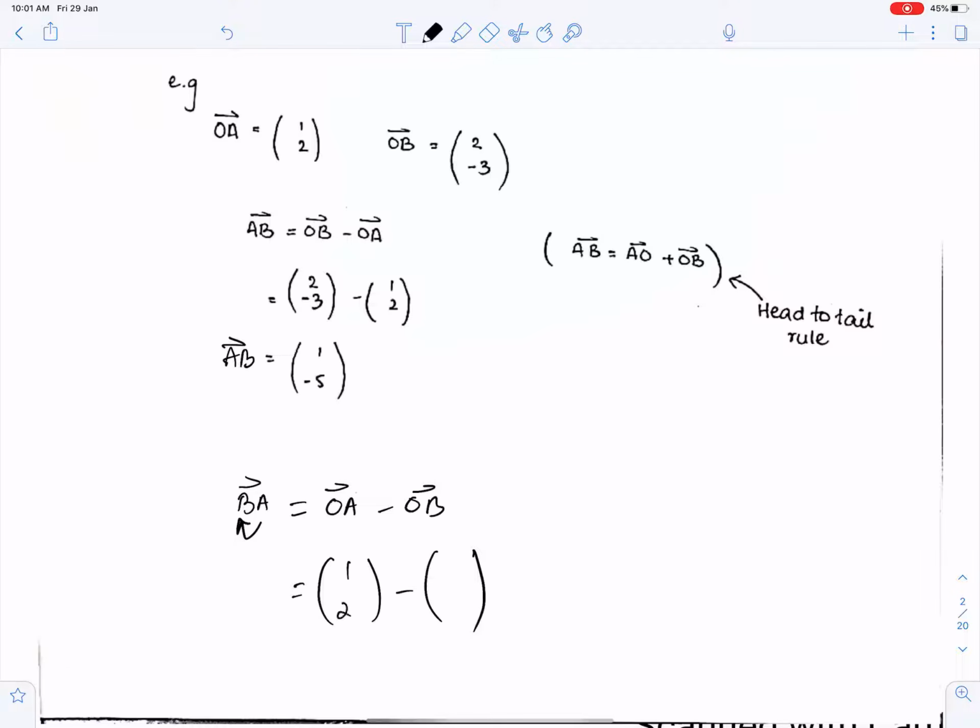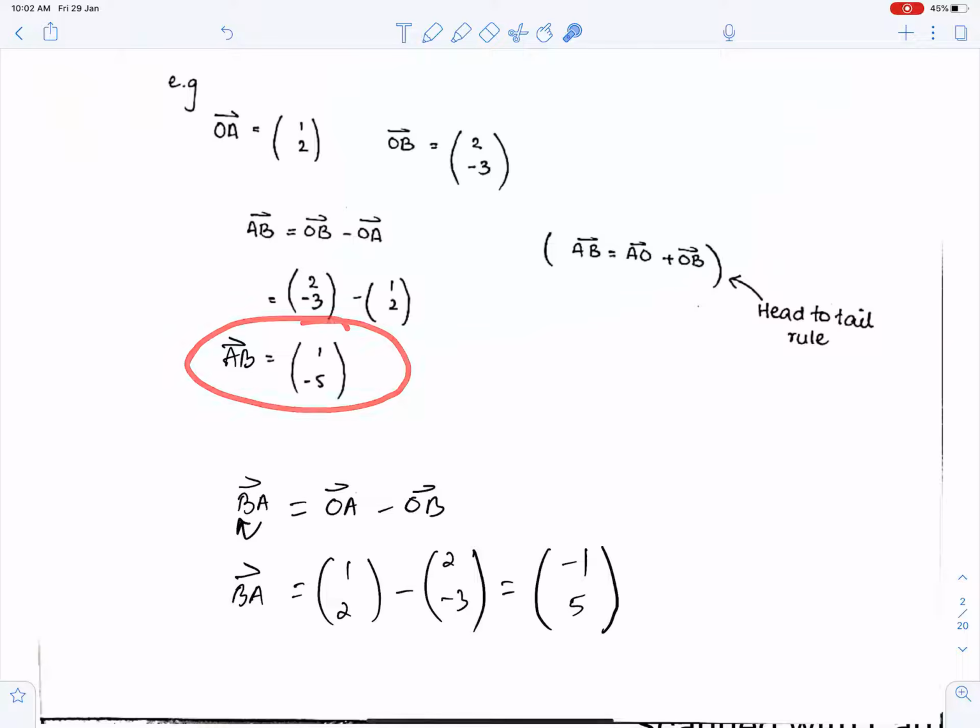OA is 1 and 2 and OB is 2 and minus 3. Therefore, the answer will be minus 1 and 5. This is vector BA. And this is vector AB. You can also use this method for AB, AO plus OB, but this method is lengthy. So it's better to use this method for AB or BA.